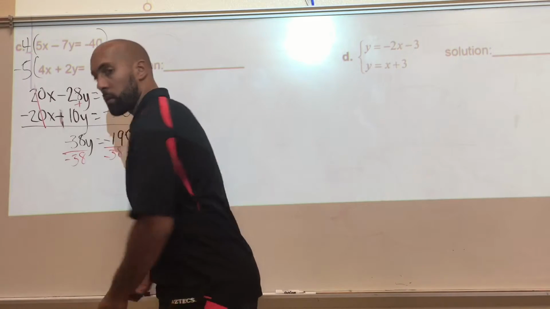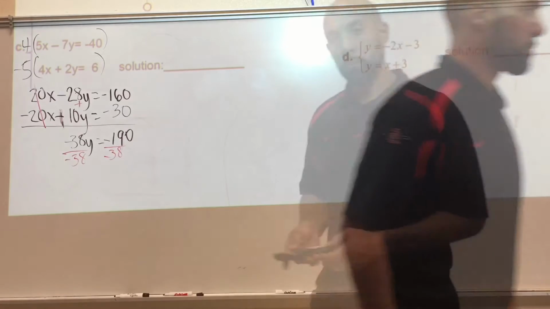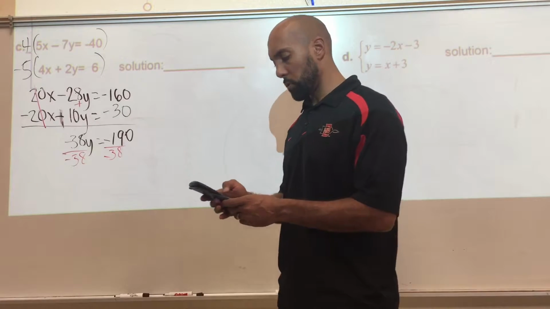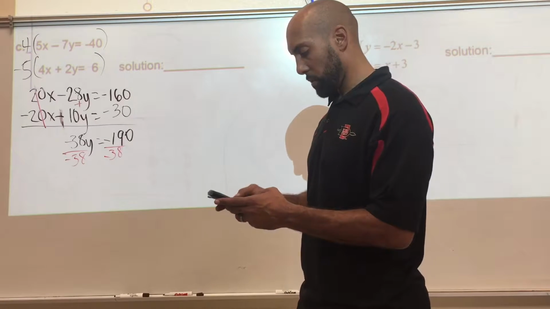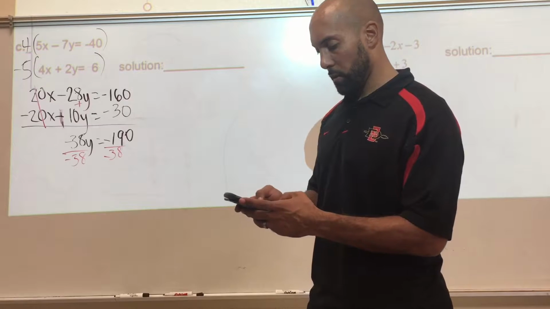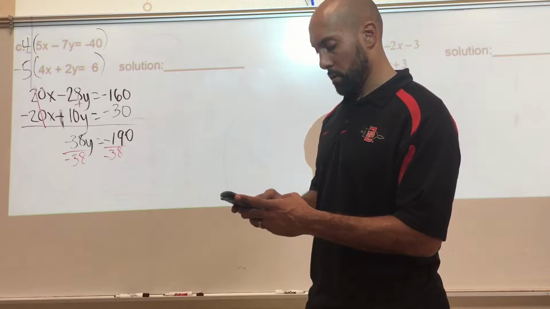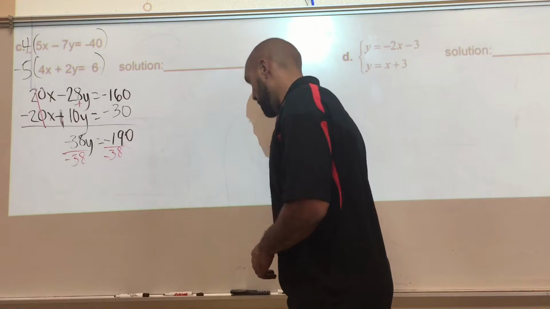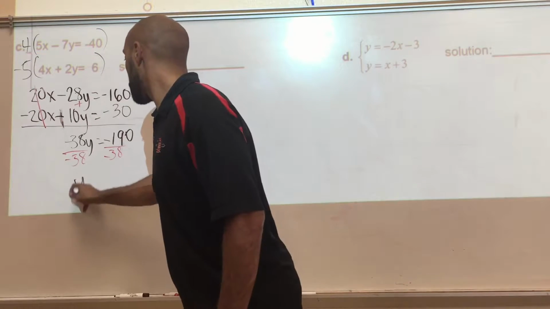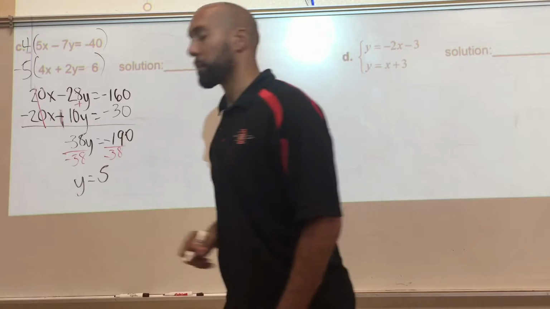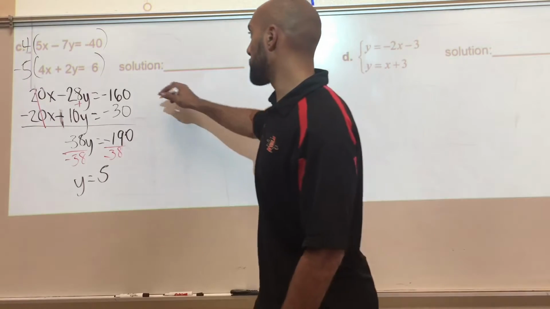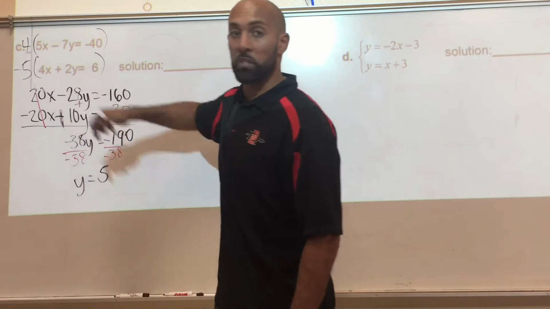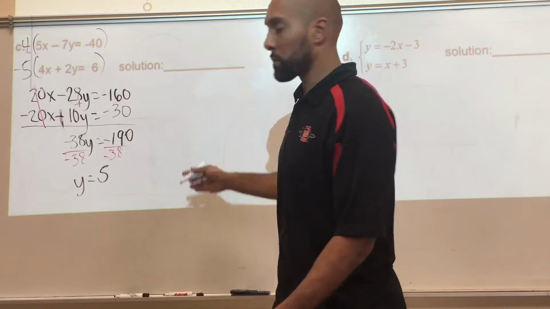Okay, no shame in bringing out a calculator. So now in your calculator, I'm going to do 190 divided by 38, and negative 190 divided by negative 38, and I get 5. So y equals 5. And again, let's find x. I'm going to take, let's say, the second equation, just because it has smaller numbers.